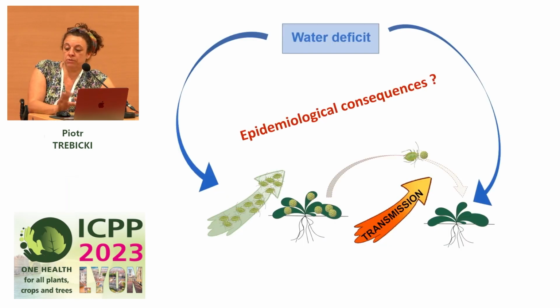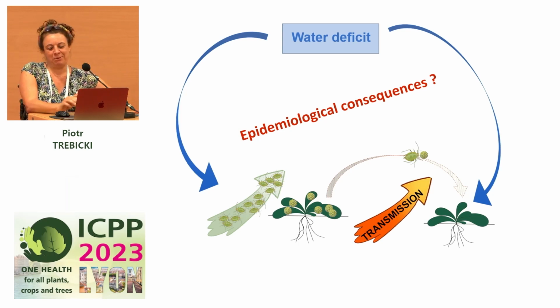So now we have the big question: what could be the epidemiological consequence of this data, since we show that water deficit increases the fitness of the vector, and that the transmission per se is also increased for the CaMV? So how can we use this data to implement modeling, for example? Thank you.